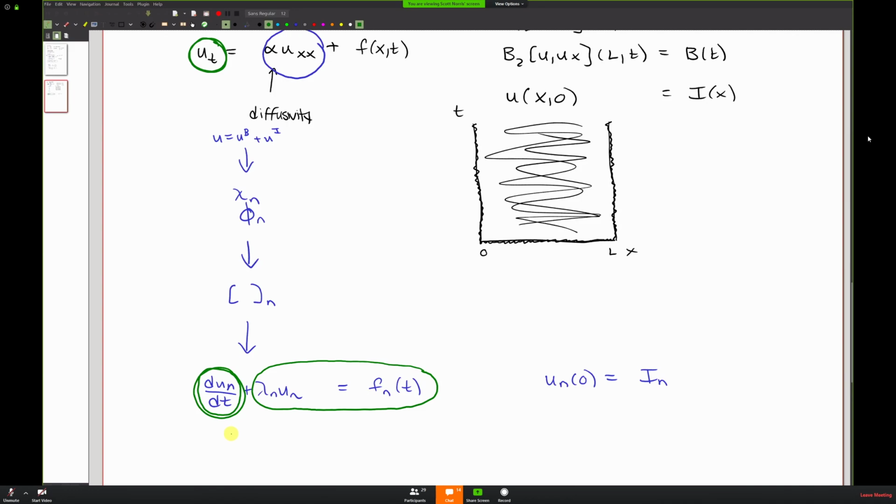All right? Everything else is basically the same, except at the end of the transform, you get an ODE instead of an algebra equation. Okay? And so it's not so simple as just saying, oh, great, u sub n equals f sub n over lambda sub n. Okay, that's not true anymore. That would be the solution to the algebra equation. We have to solve this differential equation.